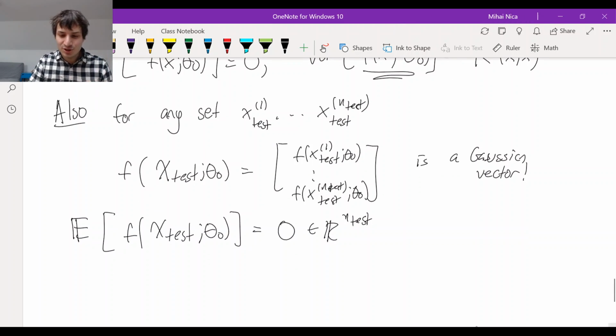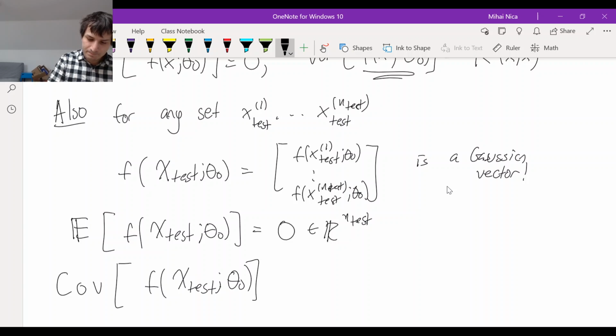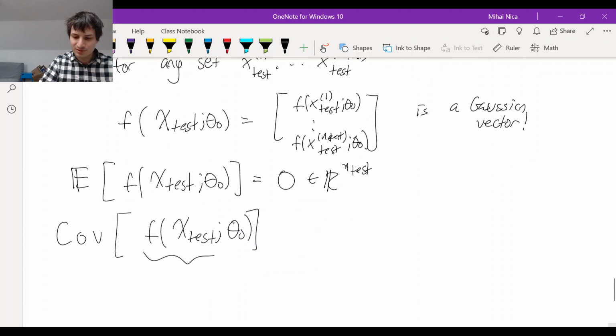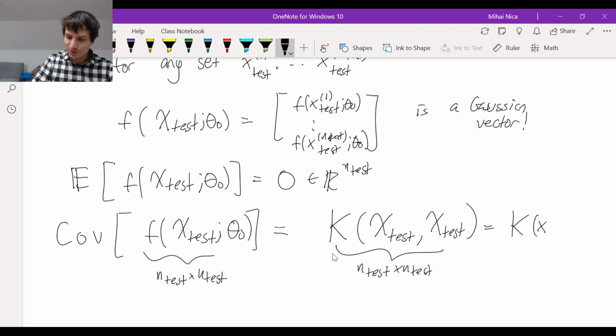Gaussian numbers have a variance. For Gaussian vectors, you can't talk about the variance of a vector, but you can talk about the covariance matrix. I'm going to write that with cov. So this is the covariance matrix, an n test by n test matrix. And this matrix is again given by the kernel k. What you do is you do k of x test. If you want, I can write it out. It's this matrix, k of xi test, xj test.